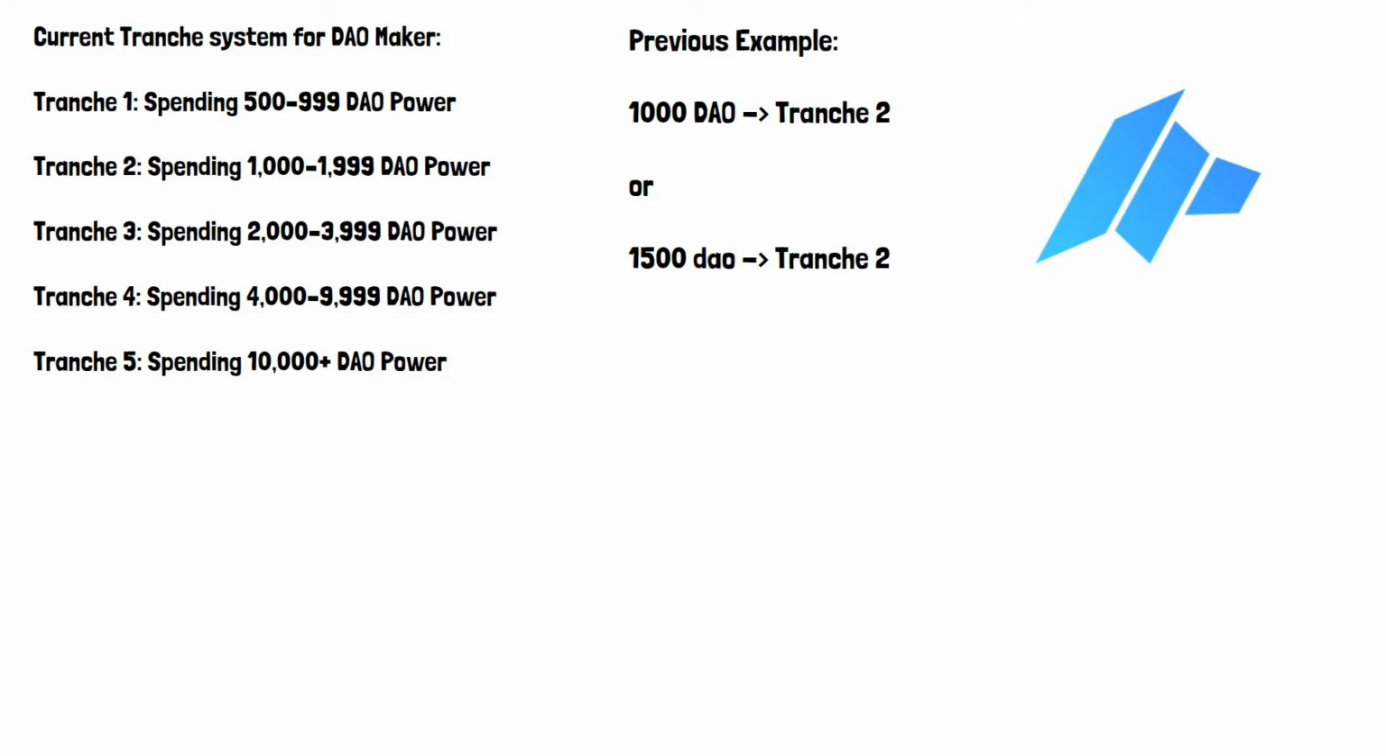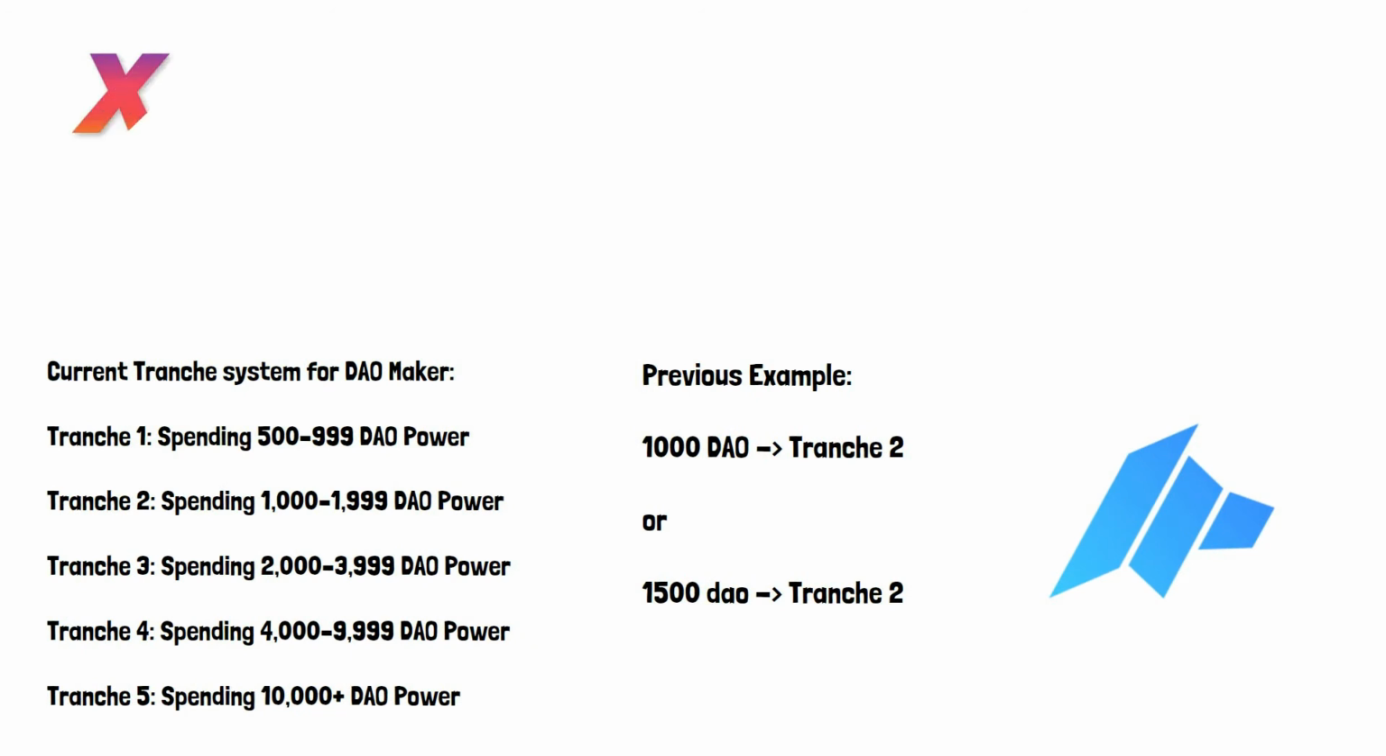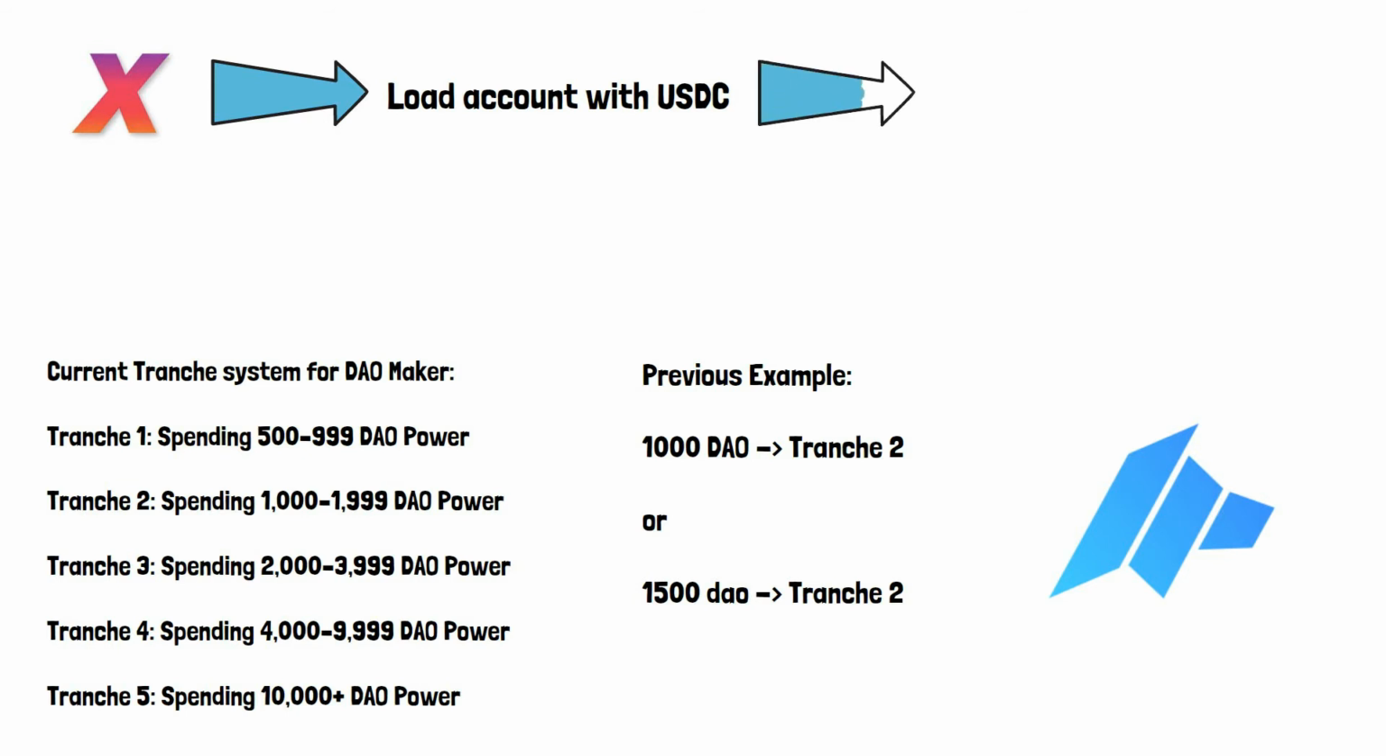As you can see, tranche 2 is 1,000 to 1,999 DAO power. But I'll explain why providing liquidity can be seen as the better option later. Let's say you want to participate to buy the XCAD token. It will require you to load your account with the minimum amount of USDC, which is how you enter an allocation, and then you delegate your power.